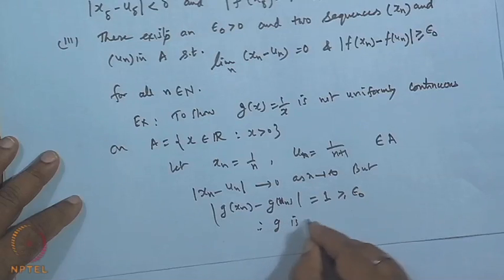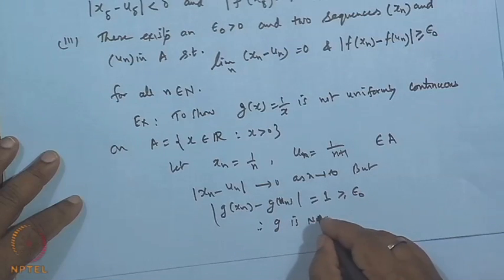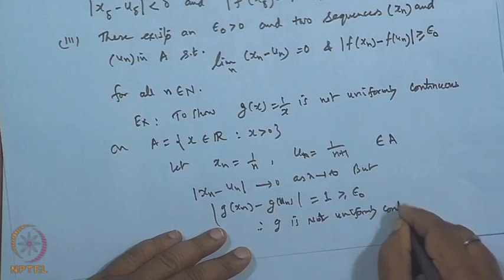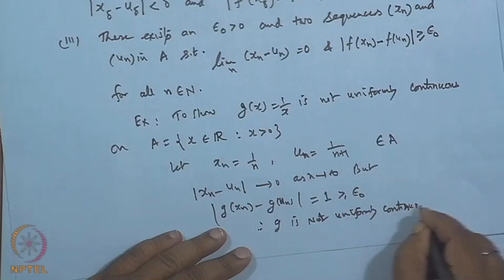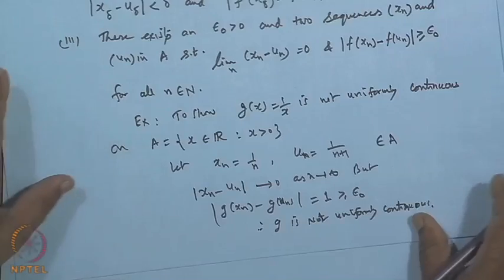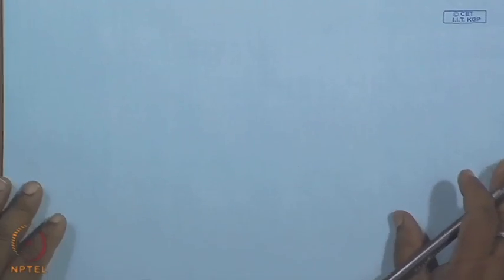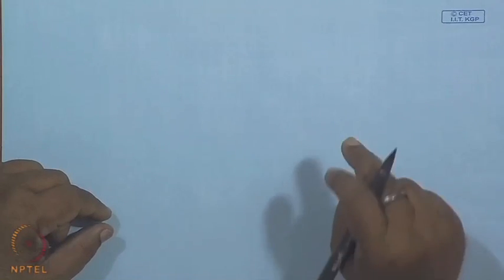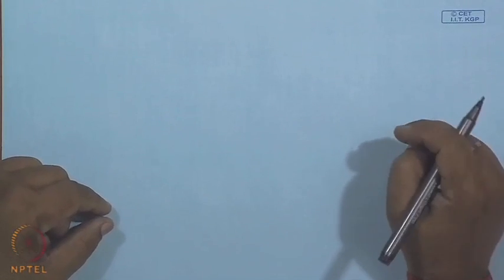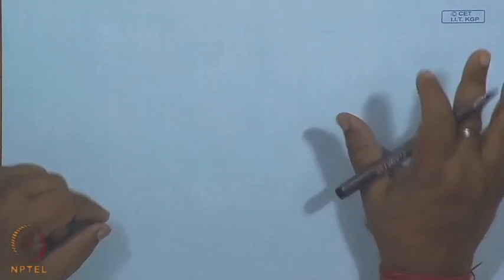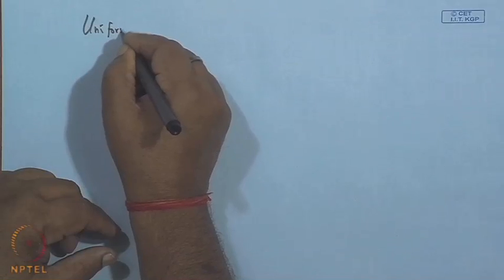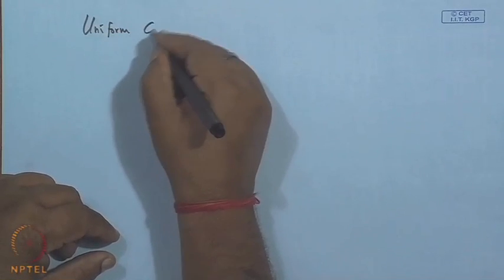So, g is not uniformly continuous. That is what. Now, regarding uniform continuity: when a function is defined over a closed interval and if the function is continuous, then it will be uniformly continuous. This result is known as the uniform continuity theorem.